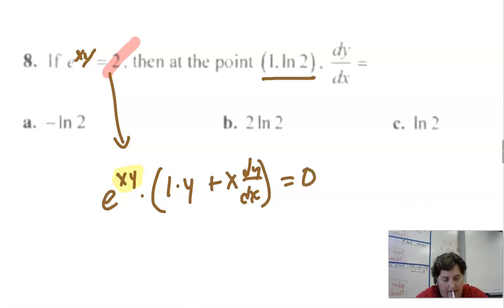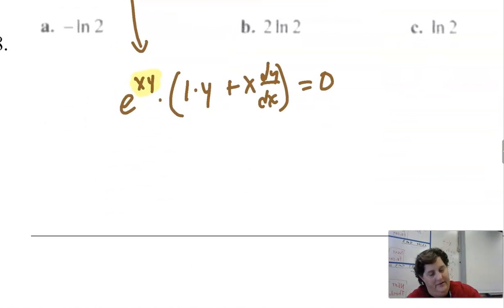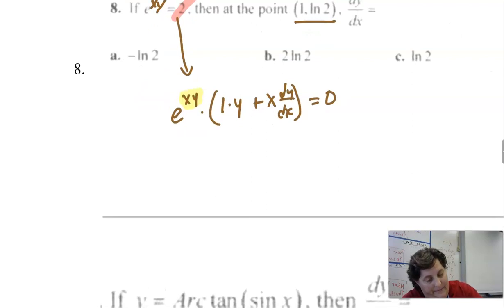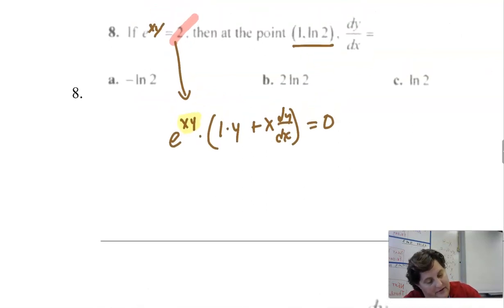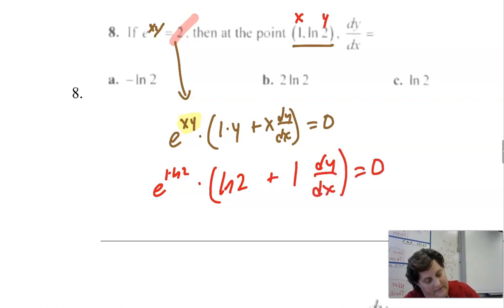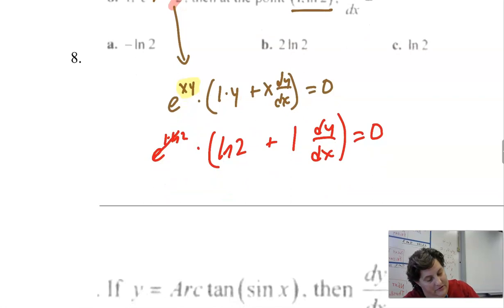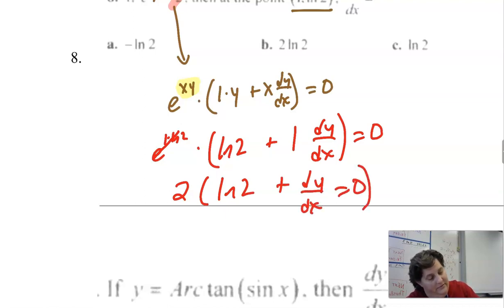All right? Now I can solve this for dy/dx, or I can plug everything in right now. I'm actually able to do that, right? So I don't actually have to solve for dy/dx right now if I don't want to. I can plug in that for x, that for y. Okay, so look, it's e to the 1 ln 2. Then that's ln 2. And then that's 1. Plus dy/dx is 0. Okay, e to the ln 2 cancels out. So 2 times (ln of 2 plus 1 dy/dx) is 0.